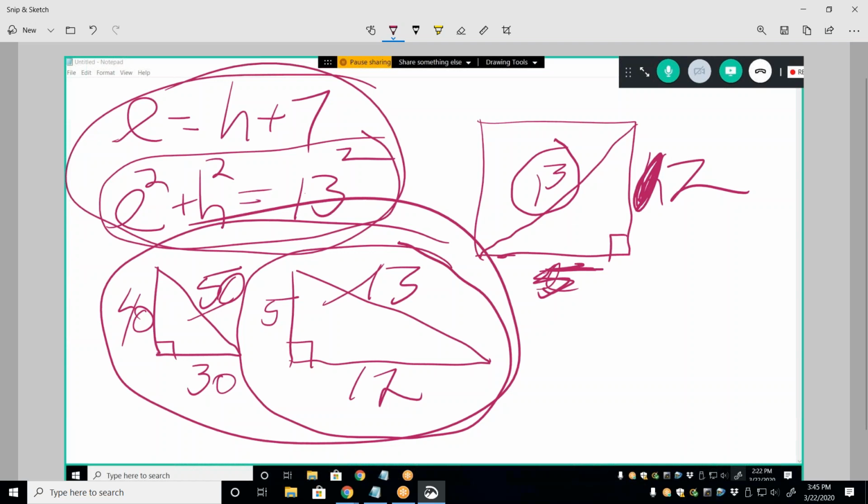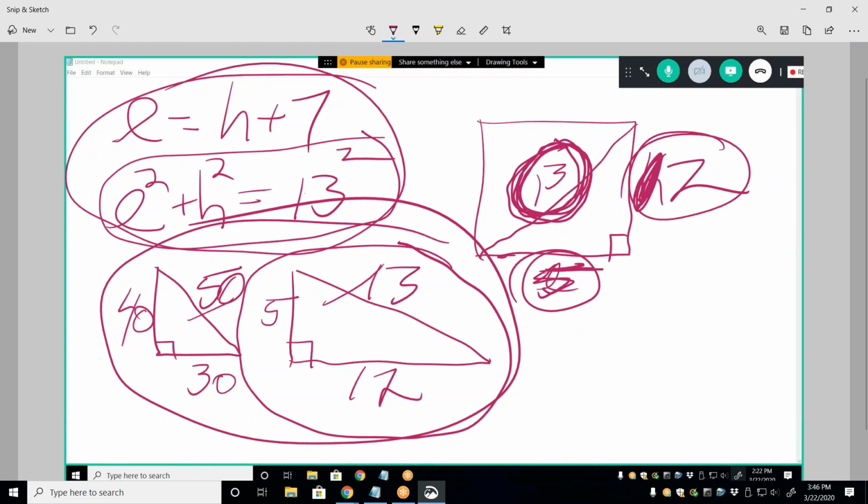Or it could be 6, 8, 10. But the moment you told me the diagonal was 13, I knew it was going to be a 5, 12, 13 triangle. Which is the fast way to do it, is to recognize that, and then you realize, well, wow, yes, the height is 7 inches greater than the width. That's my answer. The length is 12 and the height is 5.